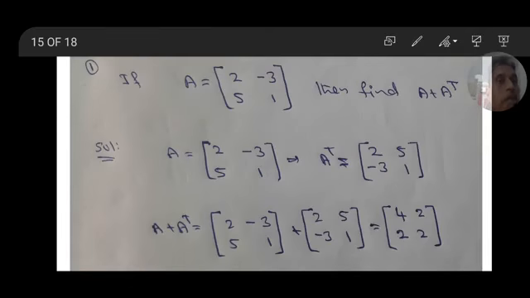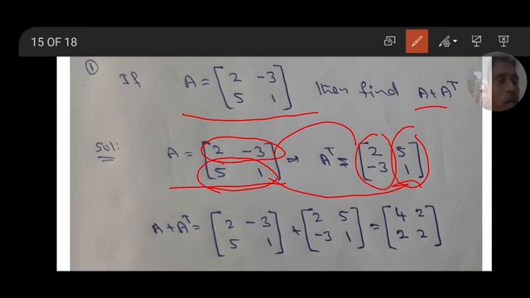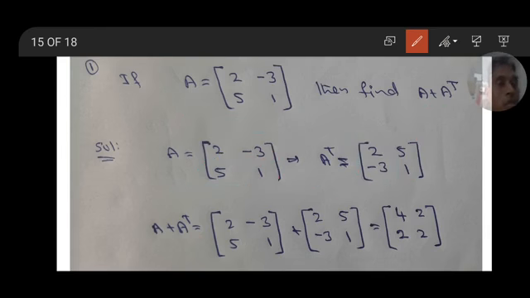First problem. If A equal to [2, -3; 5, 1], then find A plus A transpose. Already A is there: A equal to [2, -3; 5, 1]. A transpose means converting rows into columns. First row 2 comma minus 3 becomes the first column, and 5 comma 1, the second row, we are converting into the second column. Therefore [2, 5; -3, 1] is the transpose of the matrix.